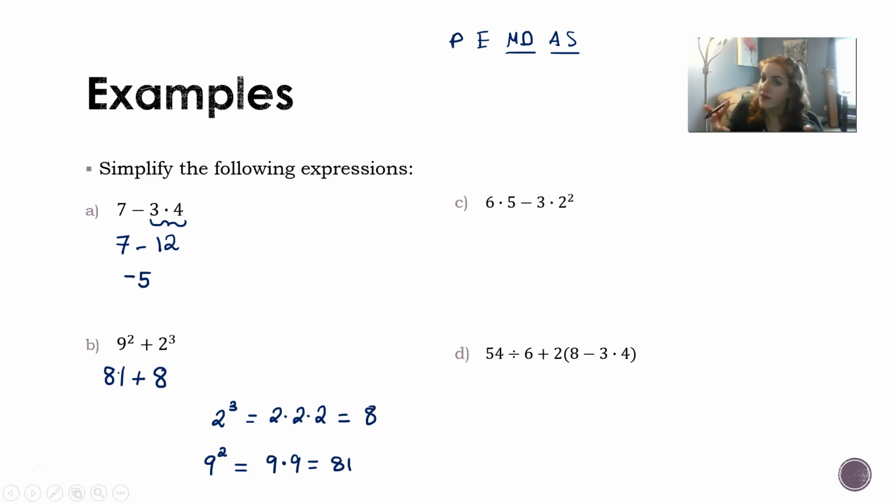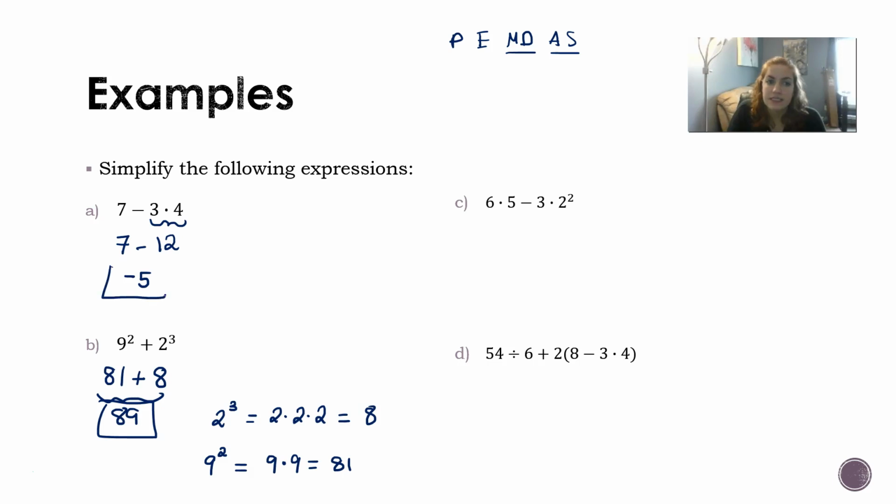Now that we've simplified those exponents, let's go ahead and simplify the rest of the equation by adding together. There's only one operation, so there's only one option. 81 plus 8 is 89, and you are done with that problem. Yay! Okay.